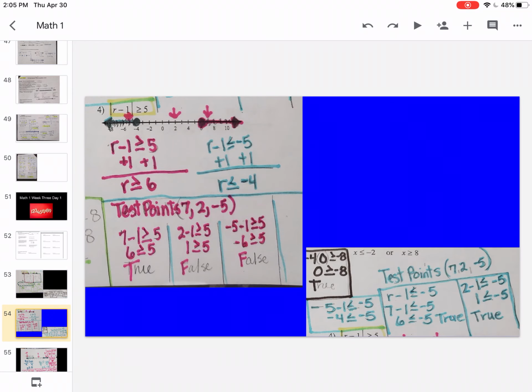Okay, so this is number 4, and you're going to do the exact same thing. Here you aren't dividing, you're adding 1. So you're rewriting the equation. The first one is r minus 1 is greater than or equal to 5, and the second one is r minus 1 is less than or equal to negative 5. Then you solve, plug in your test points again.